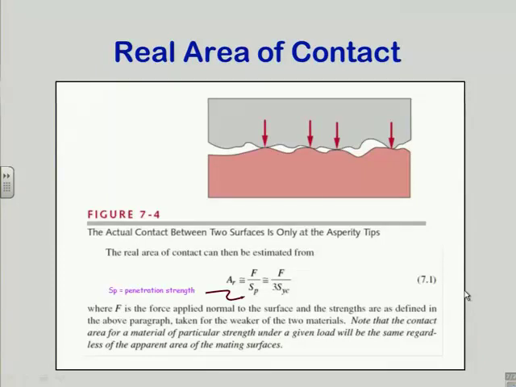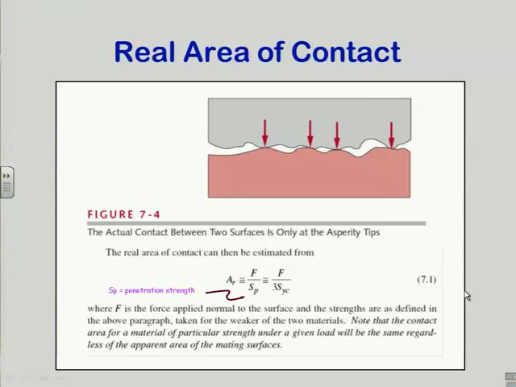And so you can show that these are all approximate equations, you see the squiggle over the equal sign, where this is declared as S_P, called the penetration strength, and the force applied between the two parts divided by the penetration strength gives you the area A sub R, the real area of contact. But it turns out that this penetration strength is approximately 3 times the yield in compression for a given material or pair of materials. So what does that say?